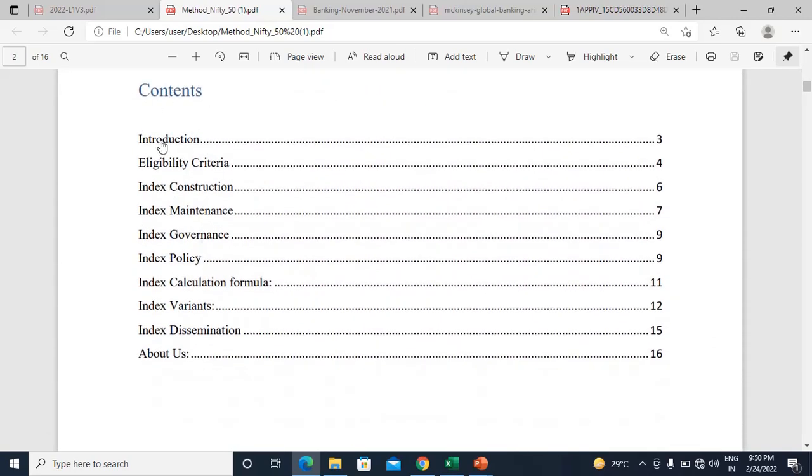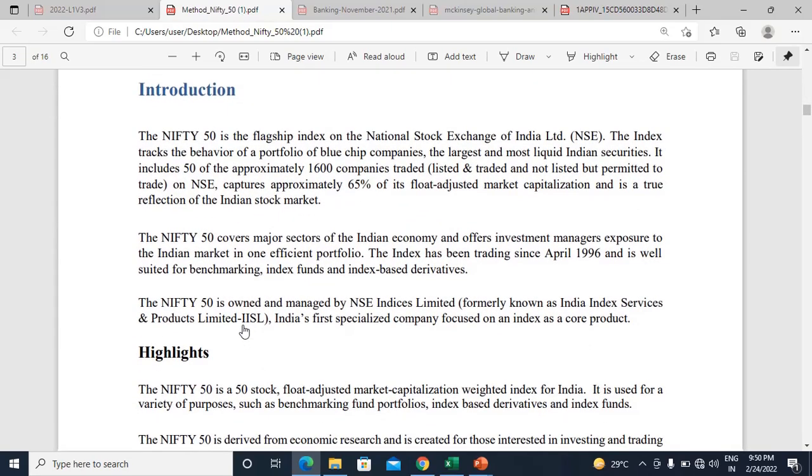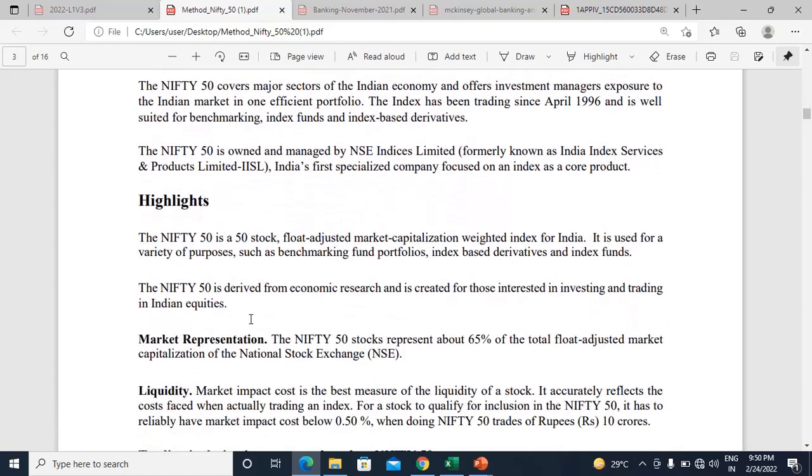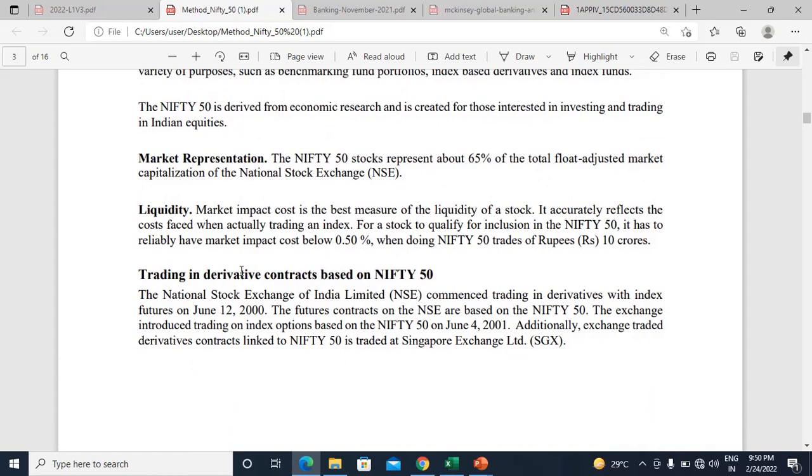This is the table of contents: introduction, eligibility criteria to become part of Nifty 50, how the index was constructed, how the index is maintained, how the index is governed, index policies, index calculation formula, index variance. So, the introduction. The same information that we saw in our slides is written here. Highlights also you can see, it is just the same thing.